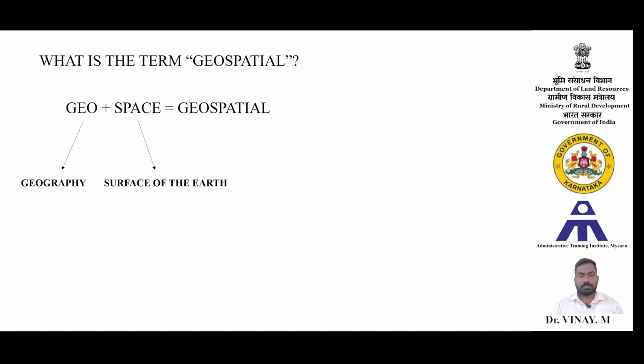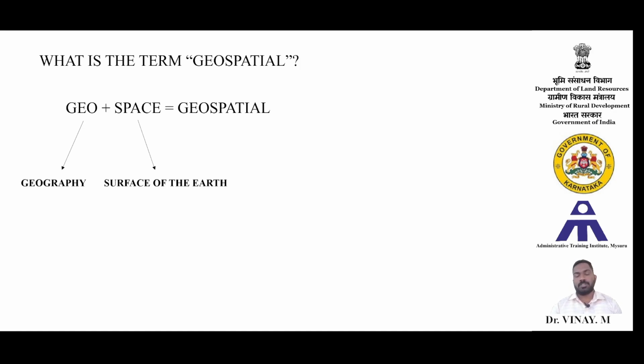So as I said, the word geospatial. What is the term geospatial? Again, geospatial is a compound word derived from geo plus space. We know that geo is nothing but geography, and if we look into the space, different domain people will call the space in a different manner.